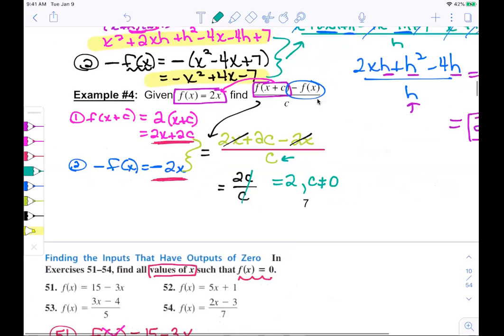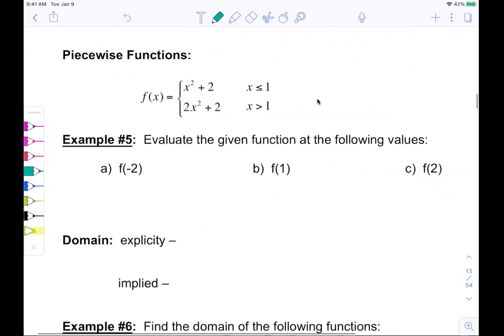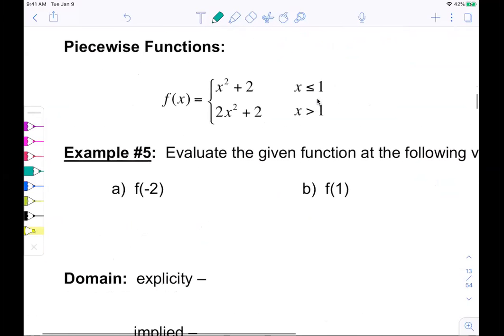So this second thing that we're going to look at today is that piecewise function. Jack, do you remember a piecewise function?